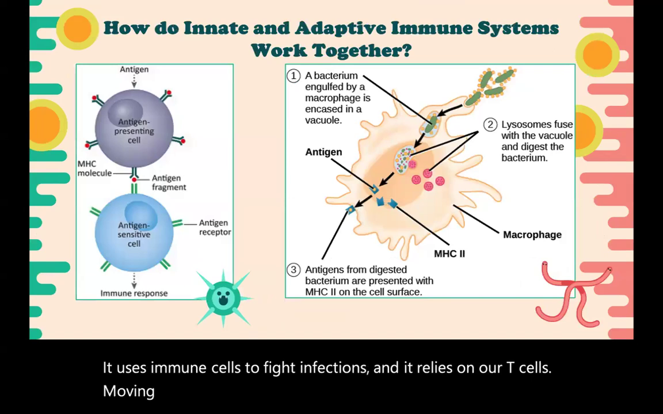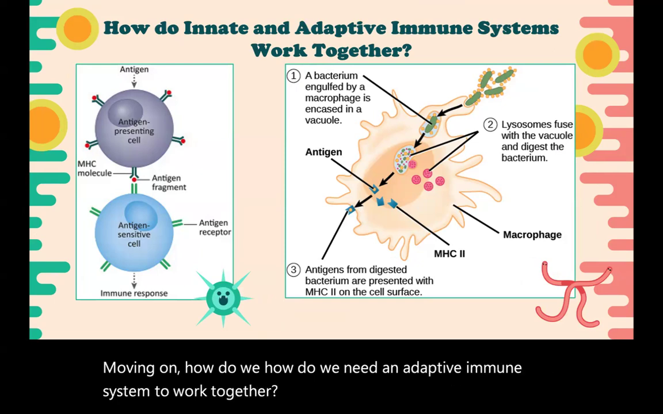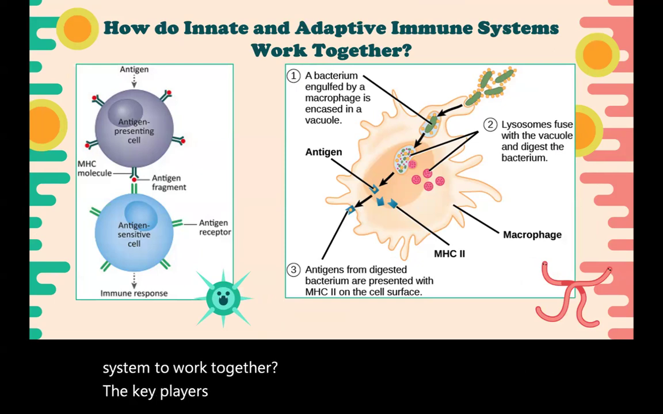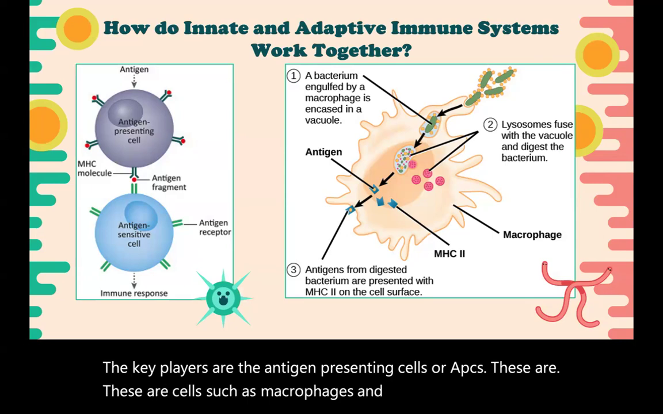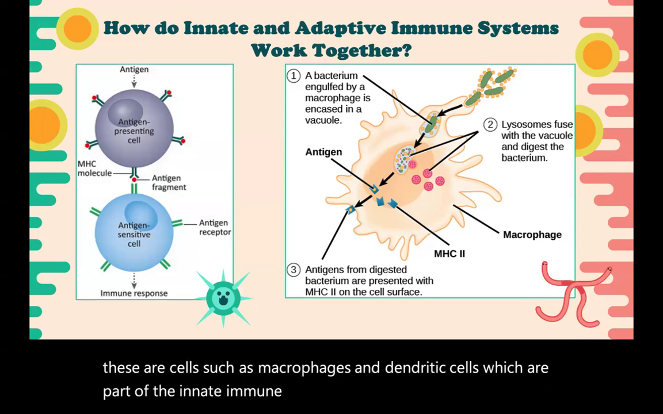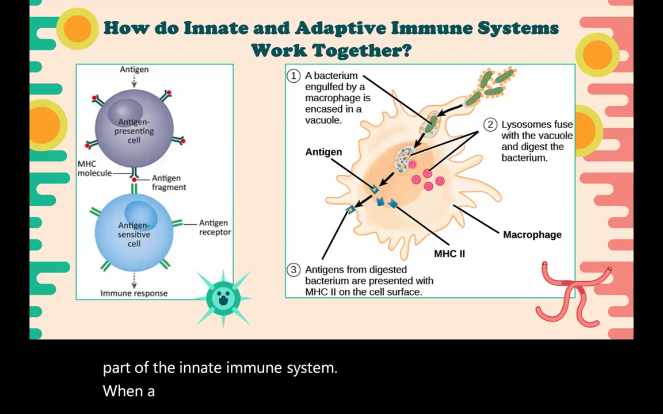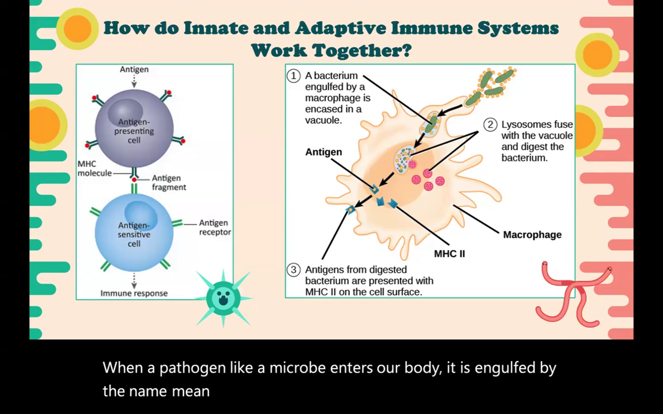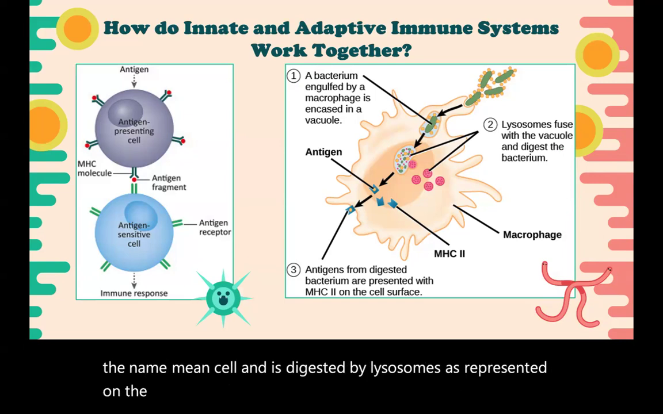Moving on, how do innate and adaptive immune systems work together? The key players are the antigen presenting cells, or APCs. These are cells such as macrophages and dendritic cells, which are part of the innate immune system. When a pathogen, like a microbe, enters our body, it is engulfed by the innate immune cell and is digested by lysosomes, as represented in the picture on the right.